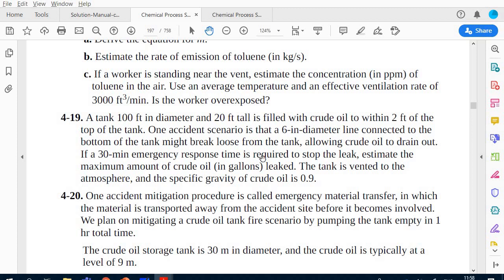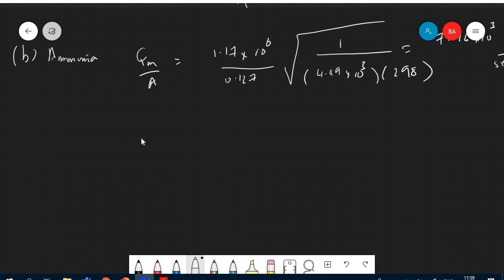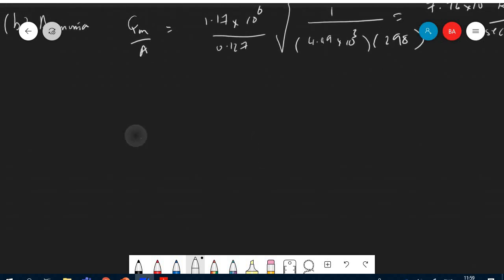Now let's go to problem 4-19. I'm skipping because I'm looking for the problems that are very typical of systems that we may have in industries, and that are going to be very interesting to solve.